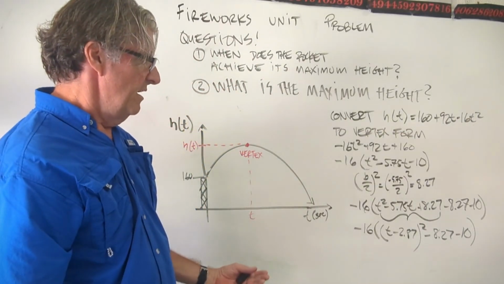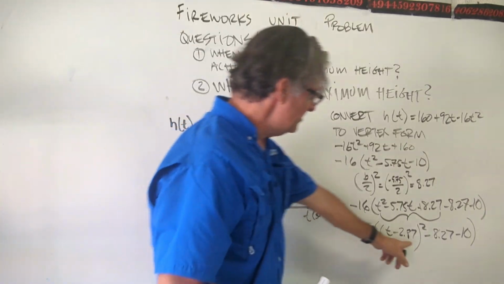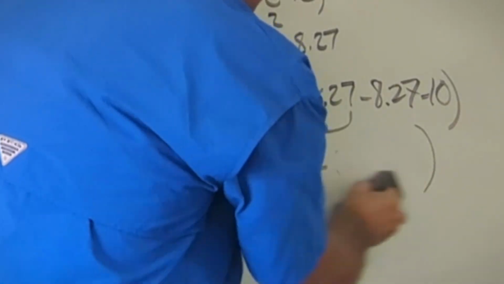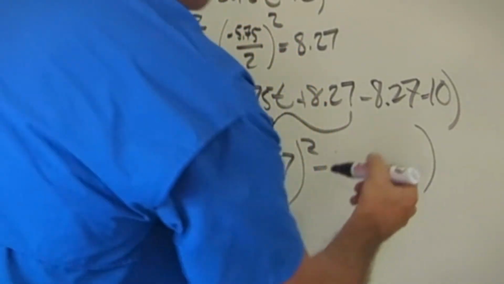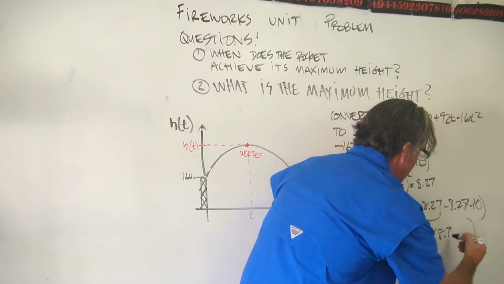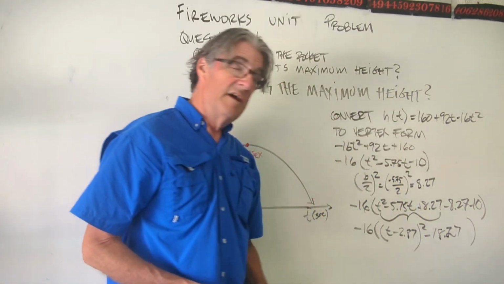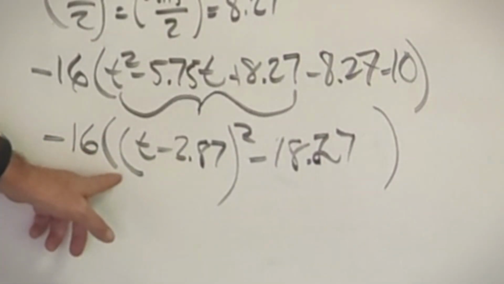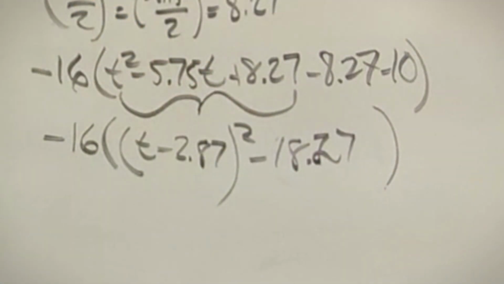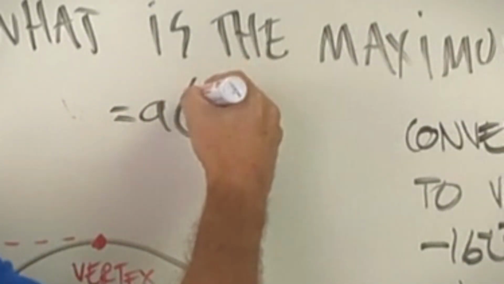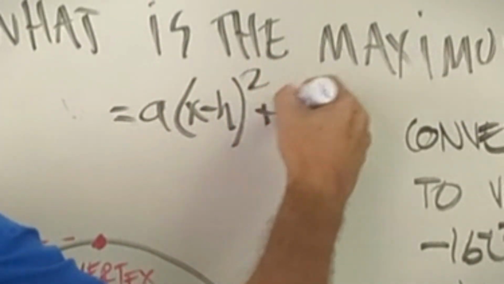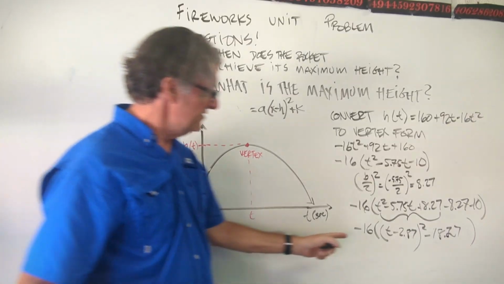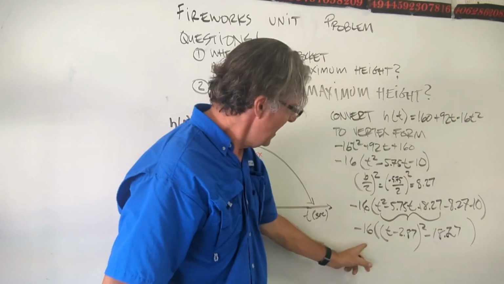Now, actually, let's do one more thing. Let's just combine these. Minus 8.27 and minus 10 is minus 18.27. So let's just save a whole step of writing on the board. Now, we're not quite at vertex form because I have a set of parentheses here and a set over here. Vertex form looks like a(x minus h) squared plus k. There are no parentheses around the outside. So what I need to do is distribute my minus 16 on this term and on that term.